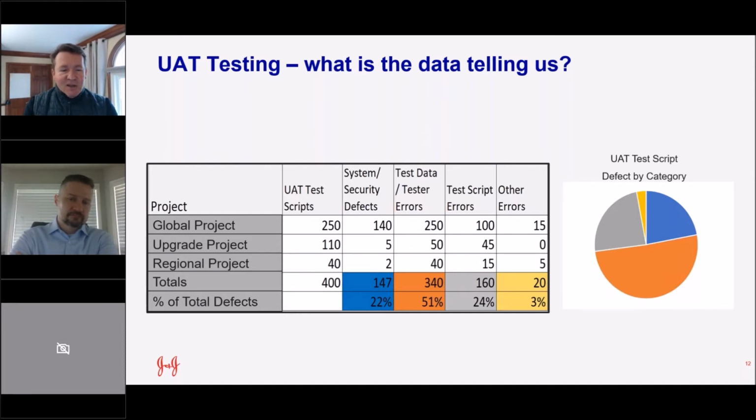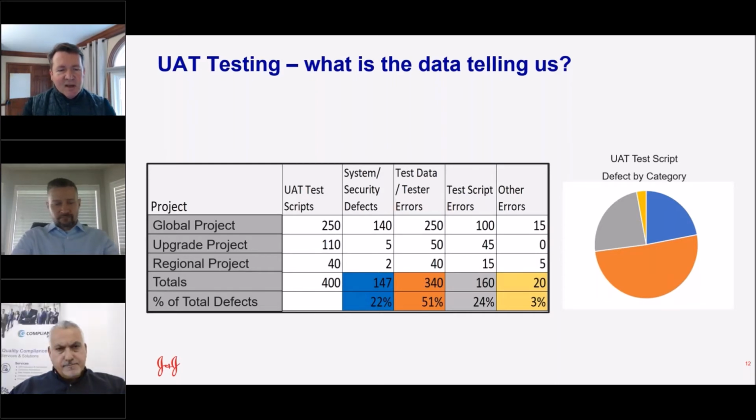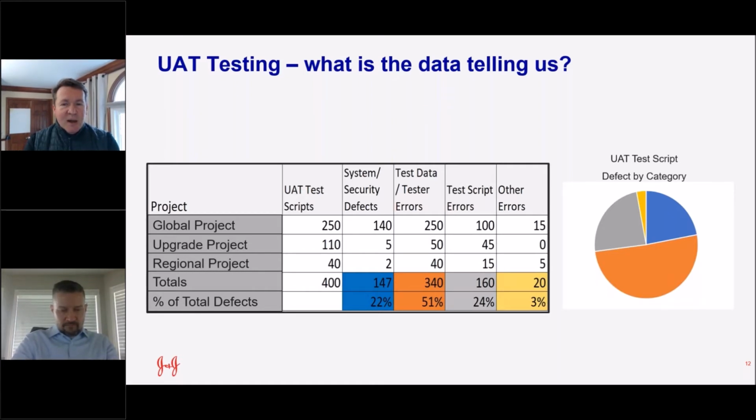One was a global project, one was an upgrade to an existing application, and the other one was a regional process or project, like a regional application. So you can see how many test scripts there were for each one of those projects for that particular phase, and you can see how many defects existed.